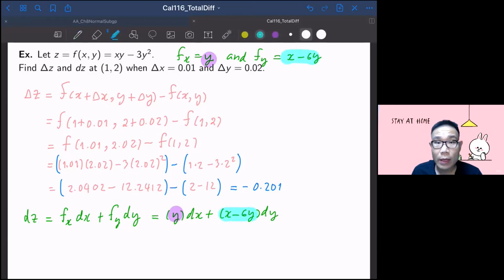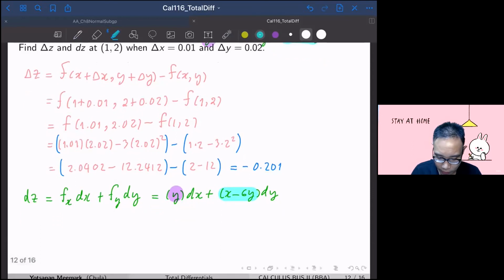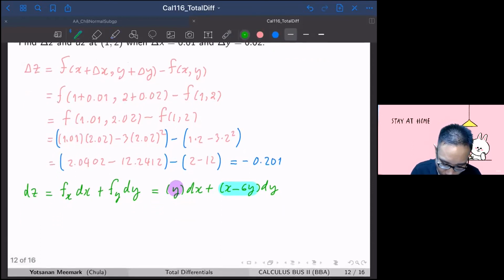Okay, and then what? Then you're just going to plug in dz. So you have delta x to be dx, so this will become dx. In this approximation, this one is delta x and delta y, when delta x and delta y turn out to be kind of small. So you're going to just plug in.